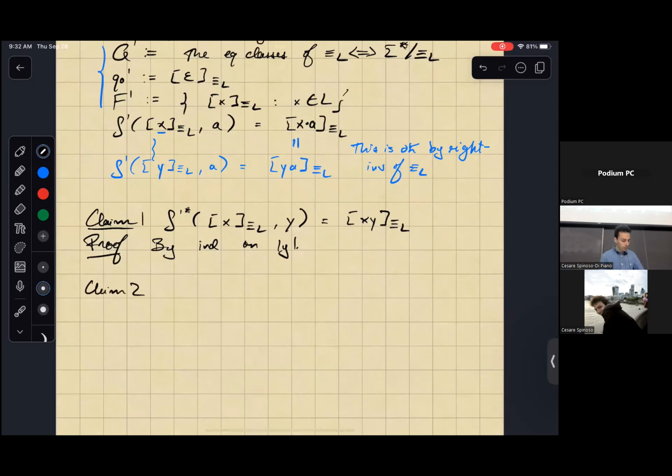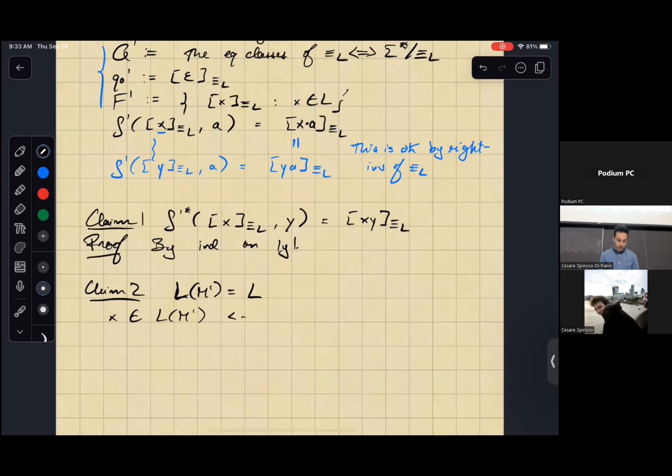What is claim two? Claim two is claiming the correctness of the machine. So in other words, it's claiming that the language accepted by M prime is equal to L. Okay, so I need to prove this. I'm going to, of course, use claim one to prove this. How am I going to do this? Let's suppose I have a string x, which is accepted by my machine M prime. So in other words, x is in the language accepted by M prime.